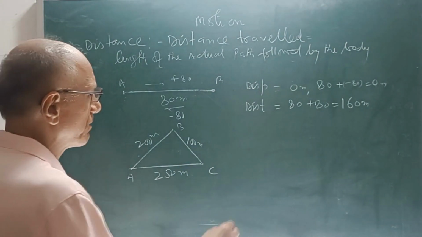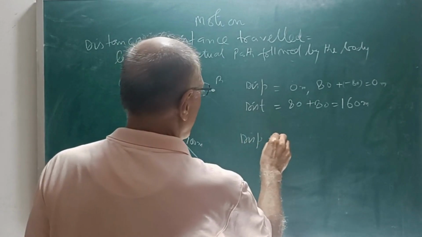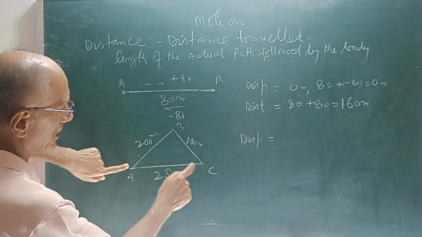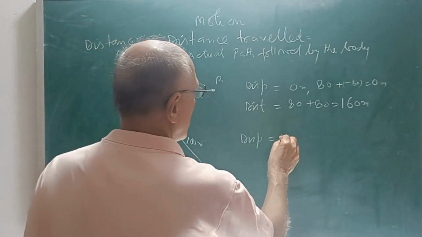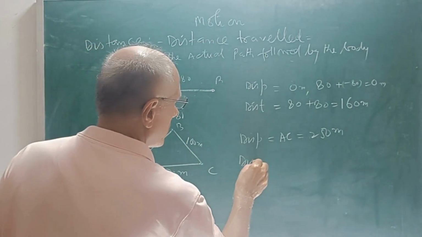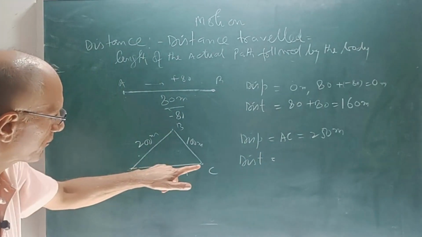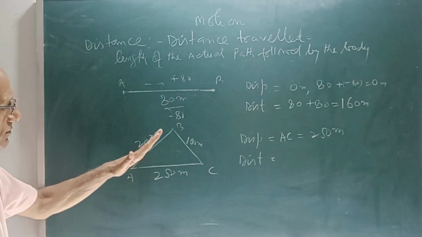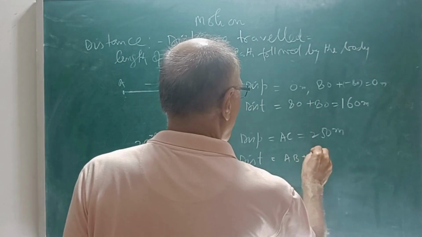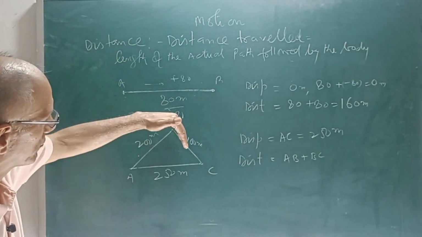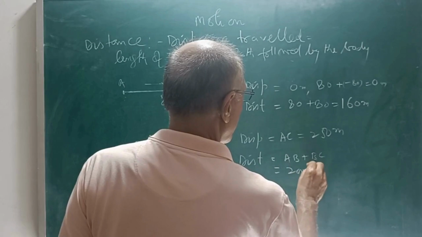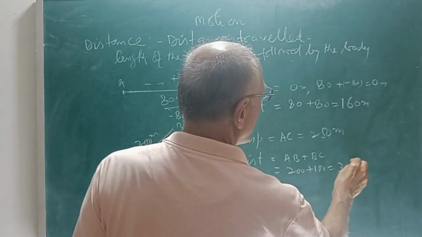Then the displacement of the child is how much? Change in position. Initially he was at A and finally at C. So what is the change in position? That means distance AC, that is 250 meter. And how much is the distance traveled? He has not followed this path. He has followed this path and this path. So distance is nothing but AB plus BC, the actual path length. So that is 200 plus 100, that is 300 meter.